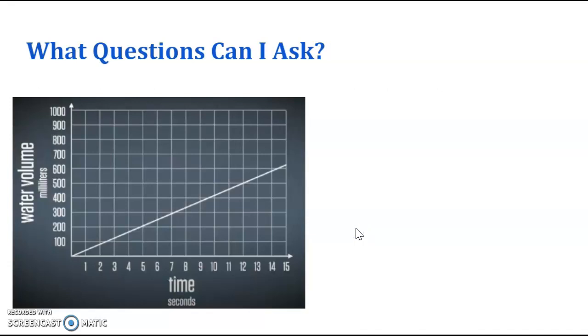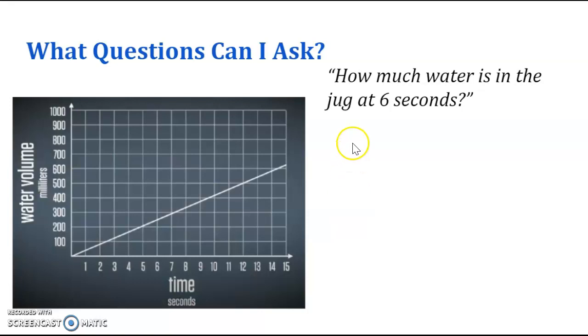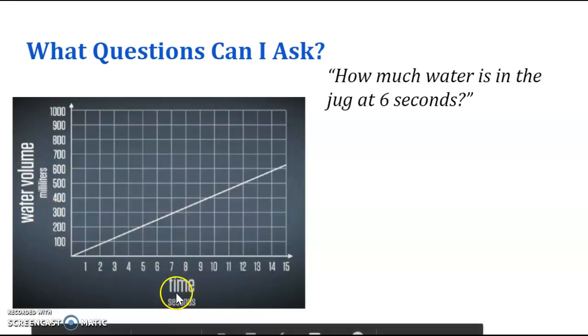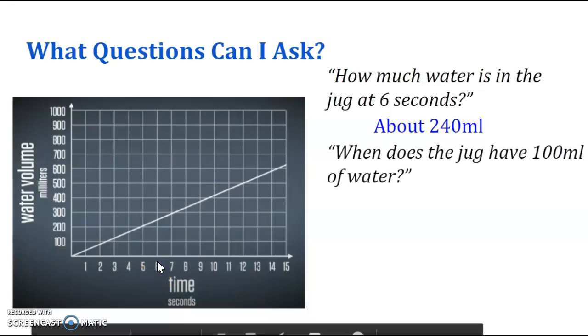So when you look at this graph, the graph from the video, what questions can I ask? Well, you can ask how much water is in the jug at 6 seconds. So we're interested in 6 seconds. What does that mean? We're talking about time, aren't we? We're not talking about the water volume. We're talking about time, and 6 seconds to be precise. So when is 6 seconds? This axis tells us how many seconds have passed, and 6 seconds is right here. That means where is the graph at 6 seconds?